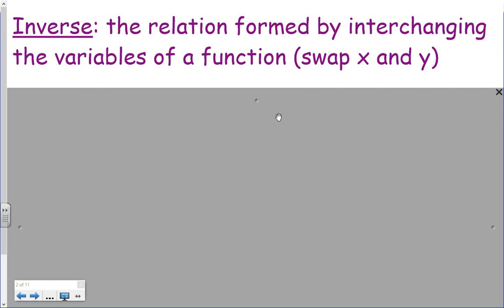Notice, by the way, that this says it's the relation formed by doing it. It doesn't say it's the function formed, it's the relation. Sometimes when you swap the x's and y's, you go from what started out as a function to something that's no longer a function. It just depends on what you start with.